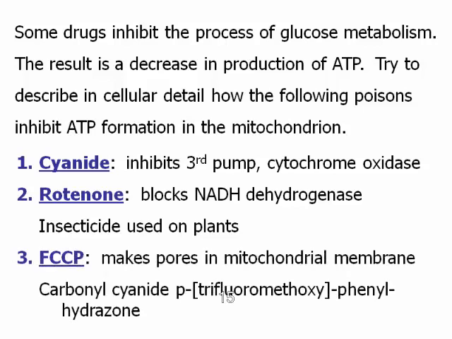And third, there's a drug called FCCP. The real name is carbonyl, and so on. This drug makes holes in the mitochondrial membrane. It was given as a weight loss medication in the 70s, and people who were overweight took it. It put holes in the membranes of the mitochondria, and they lost weight, and then they died. So think about how that might help them lose weight, but actually causes a decrease in production of ATP.